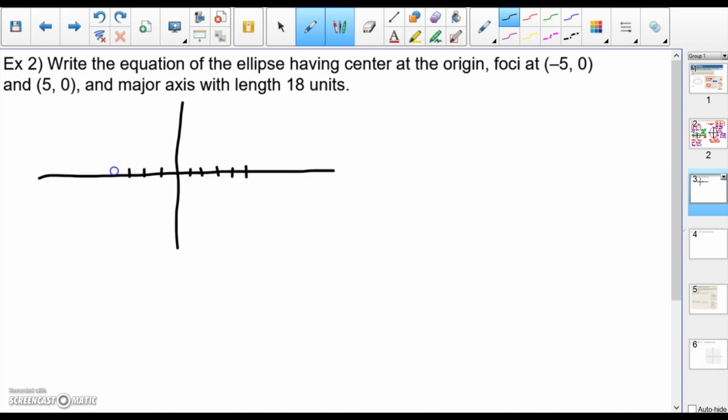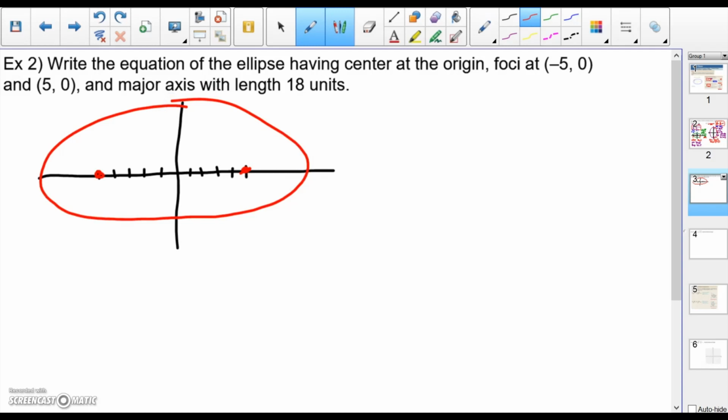1, 2, 3, 4, 5. We've got foci right there. Okay. That also tells you that it's going to be going in the x direction. It's longer in the x direction than the y direction.